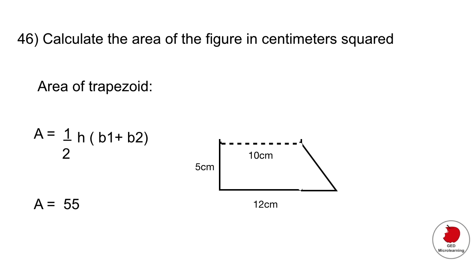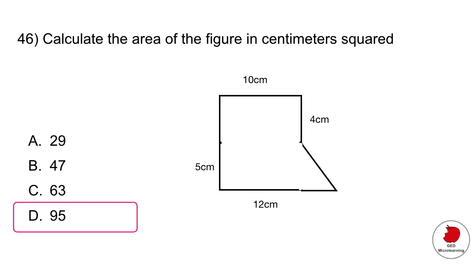And then the part at the bottom of the figure is a trapezoid, all right? And that's the equation for a trapezoid. All right, so all you have to do now to find the area of the whole figure is to add the area you just found for the trapezoid plus the area of the rectangle, which would give you 95, option D.